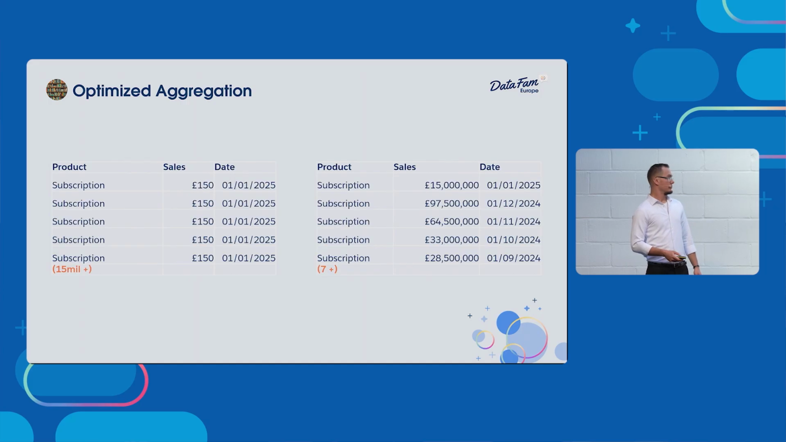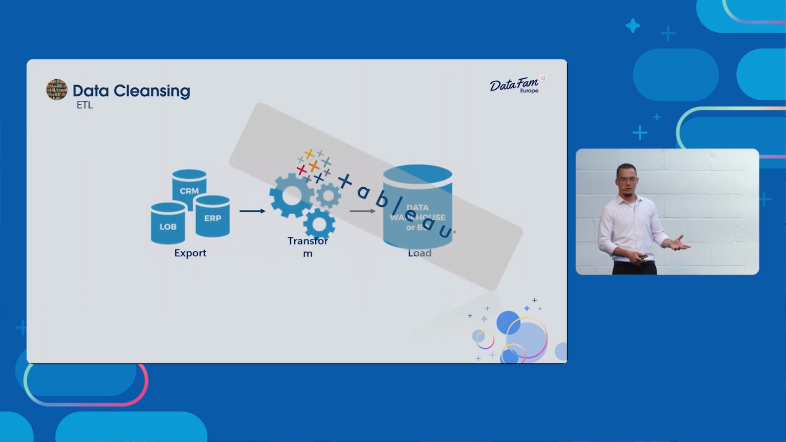Optimize aggregation. Very simple. Again, we're just squeezing the data. Don't do it in Tableau. There's no reason for it. If you really need it on a monthly basis, why are you bringing 15 million rows to Tableau? Bring only 7. Do it on the level of the database. And always remember that Tableau is good in many things, but it is not an ETL tool.